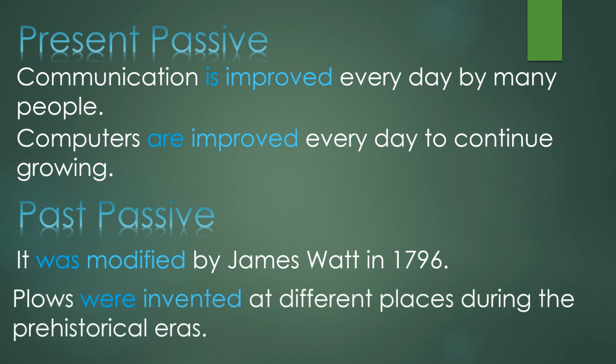Plows were invented at different places during the prehistorical eras. So plows are machines, right? Kind of machines. They were the object in the previous sentence and now they are the subject. Plows were invented, where were is the past tense of be for plural forms, and invented the past participle of the verb. This is how we form passive. I hope with this explanation it is going to be clear and you can put it into practice. Passive requires a lot of practice, so if you need extra practice, you can let me know to help you.